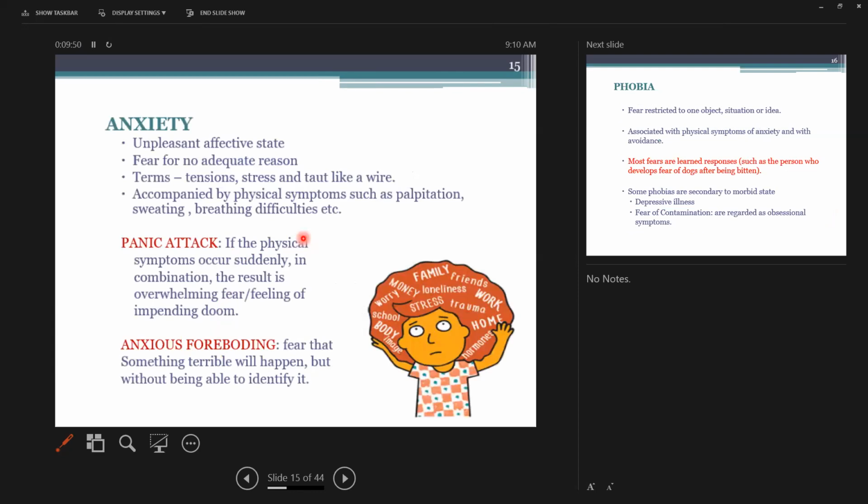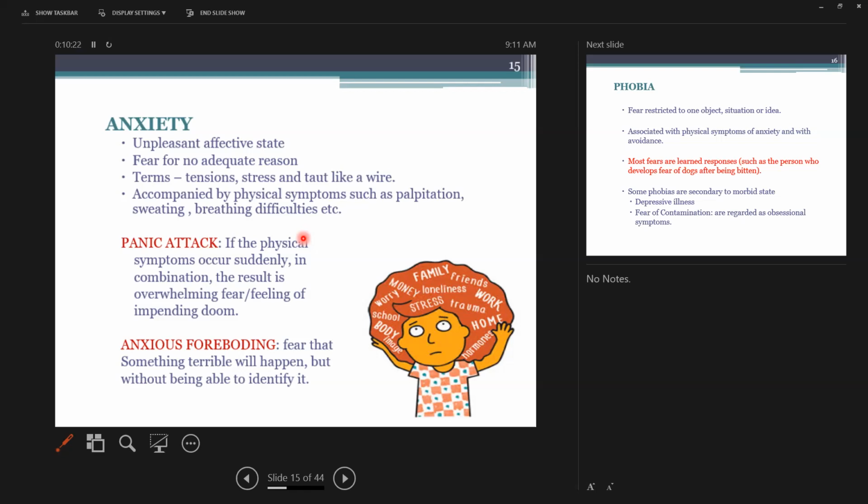Now, anxiety. Anxiety is an unpleasant affective state. That is, there is fear for no adequate reason. A person may describe anxiety in terms of tension, stress, and being taut like a wire. Anxiety may even be accompanied by physical symptoms such as palpitations, sweating, breathing difficulties, etc. When these physical symptoms are accompanied by feelings of impending doom or an overwhelming fear, then we call it a panic attack.